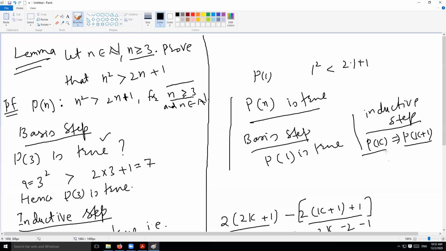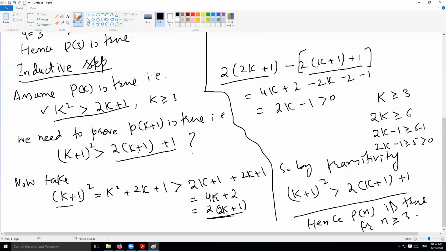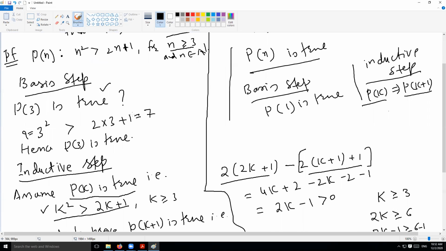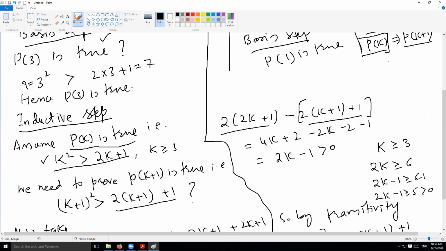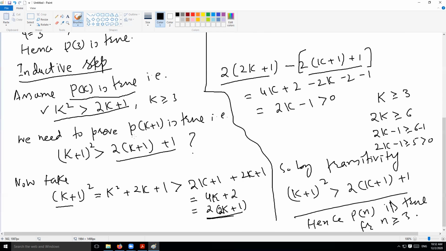So we assumed the statement P(k) is true, and what is P(k)? Wherever you have n, just substitute k. So P(k) is that k² is bigger than 2k plus 1. We assumed it according to the inductive step. And then we tried to prove that P(k+1) is true. That's what we need to prove. How did we prove it?